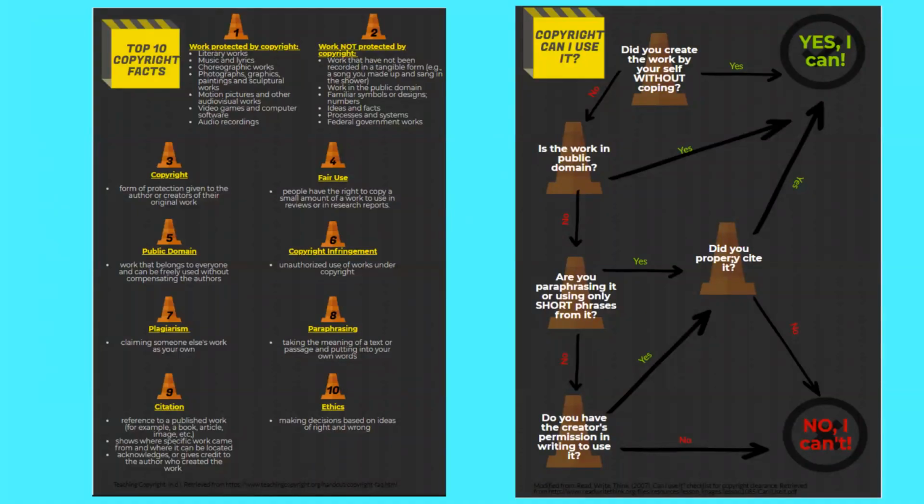Here is an example of our handout. It will be front and back. On one side, we will have the top 10 copyright facts for the kiddos to look at and use. And we will also have on the back a copyright "Can I use it?" flow map for them to use to decide if they are able to use the work or if they are not able to use the work.